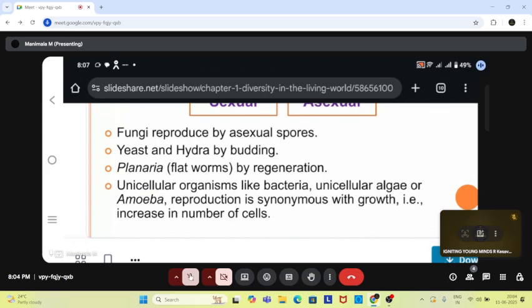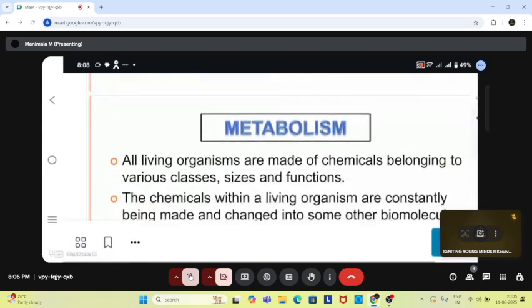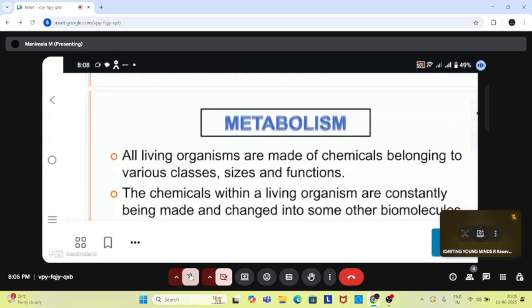Next, in unicellular organisms like bacteria, unicellular algae or amoeba, reproduction is synonymous with growth, that is, an increase in the number of cells. So in amoeba, how does reproduction take place? By binary fission: the organism divides into two, and each grows into a new one. That is the simple mode of reproduction in unicellular organisms. This is one of the characteristics present in living things. The next one is metabolism.